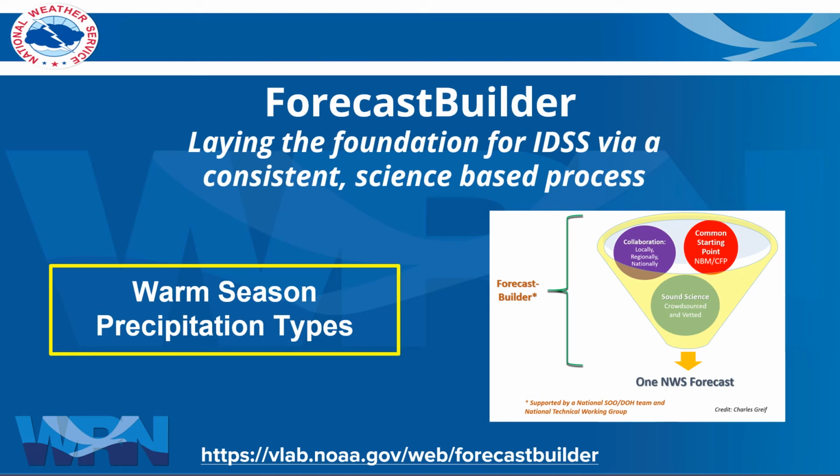Hello everyone, my name is Matthew Day. I'm a forecaster here in the Norman, Oklahoma forecast office. Today we're going to talk about warm season precipitation types.